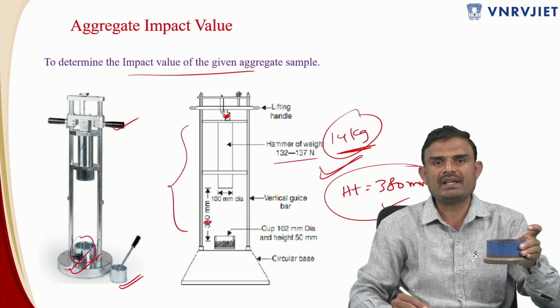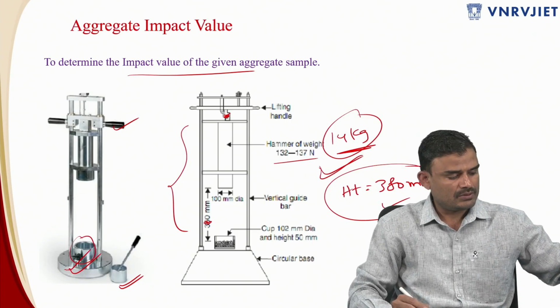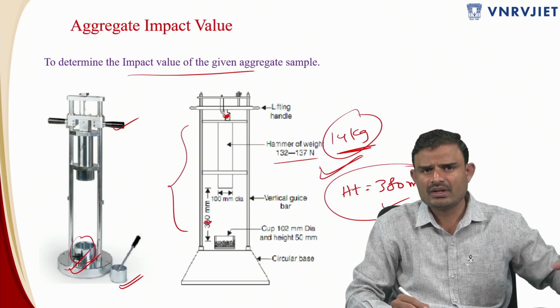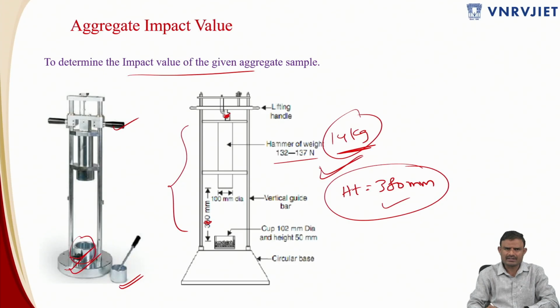This needs to be placed under the impact testing machine which is provided over here, and it needs to be gripped to the base of the impact testing machine. After that you are supposed to apply the number of blows, which is 15 blows, onto the aggregate. Very simple, as simple as that.